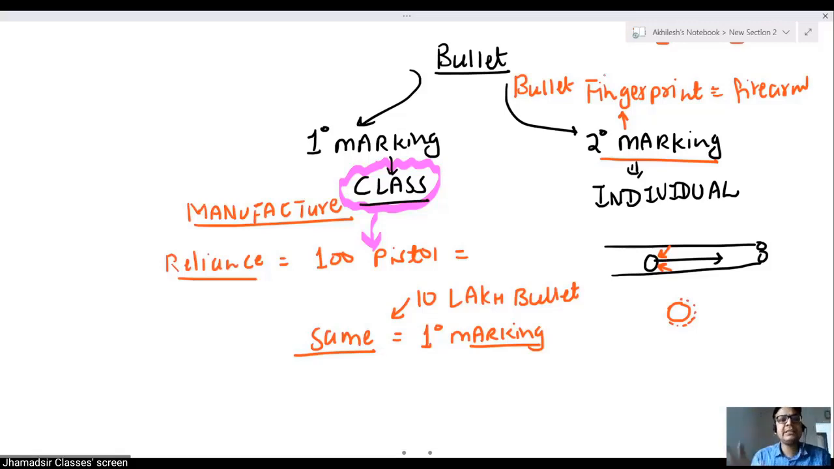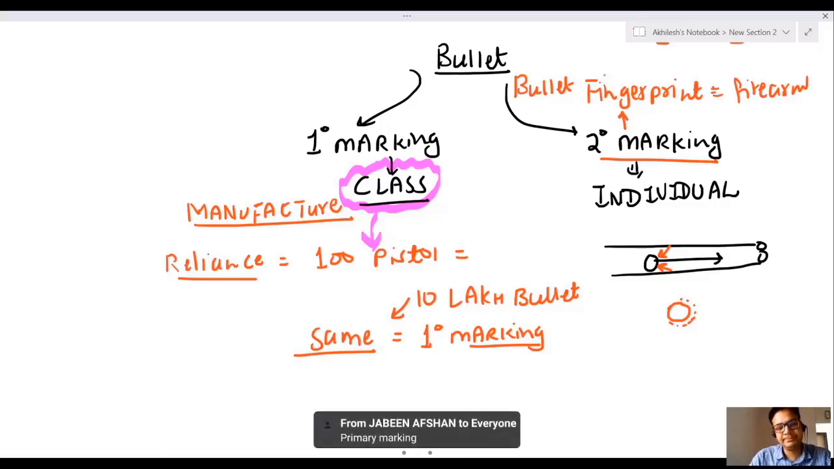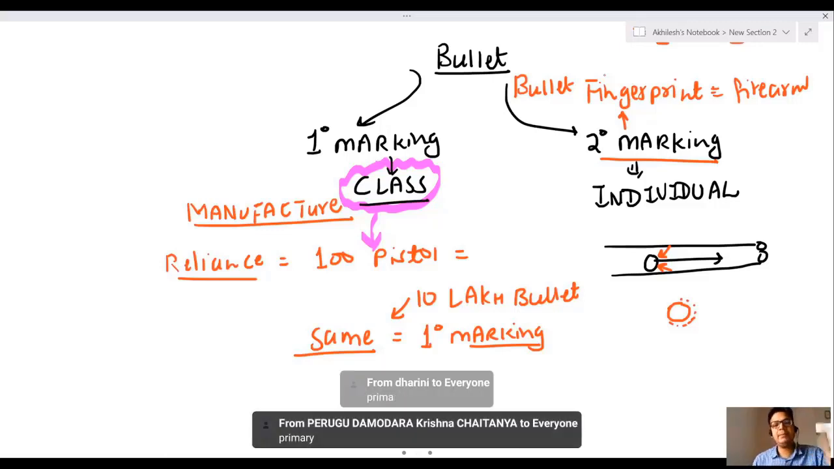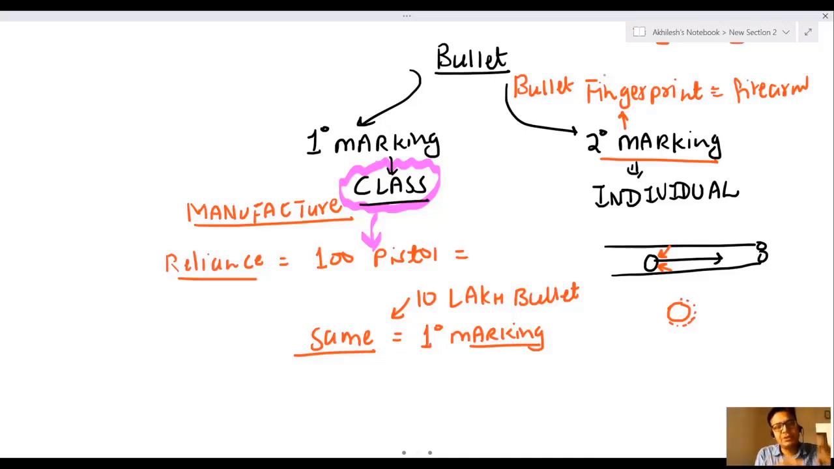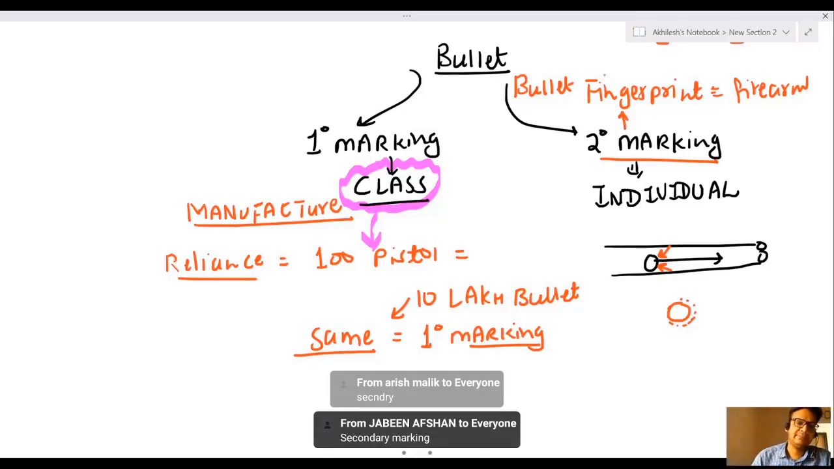Dr. Saab, the manufacturing specification designed by a company decides the marking. What is the name of that marking? Primary or secondary? Primary. Okay, primary marking. But when the bullet is coming out through the firearm, that individual firearm produces marking on the bullet. What is the name of that marking? Secondary marking.